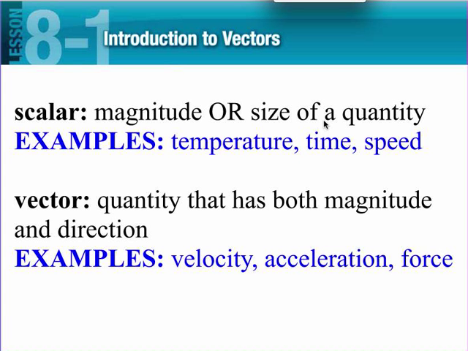So notice the difference. A vector has magnitude and direction. A scalar is just a single quantity. An example of magnitude and direction would be velocity, acceleration, force.